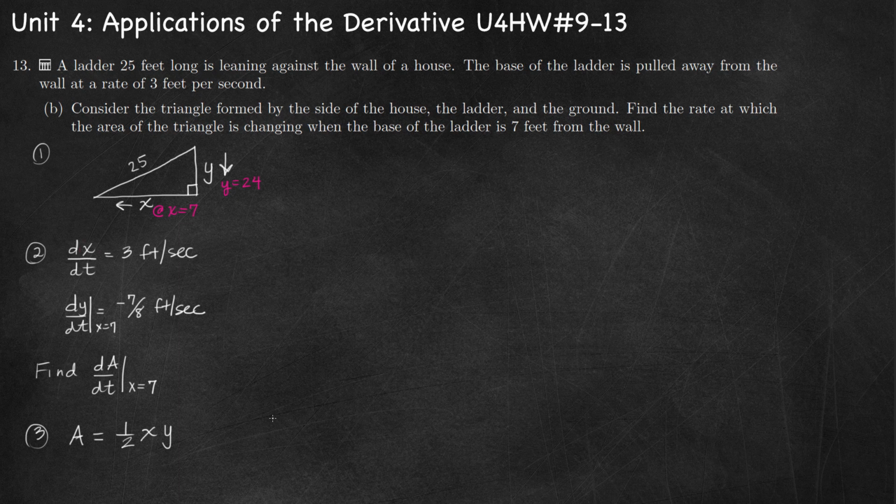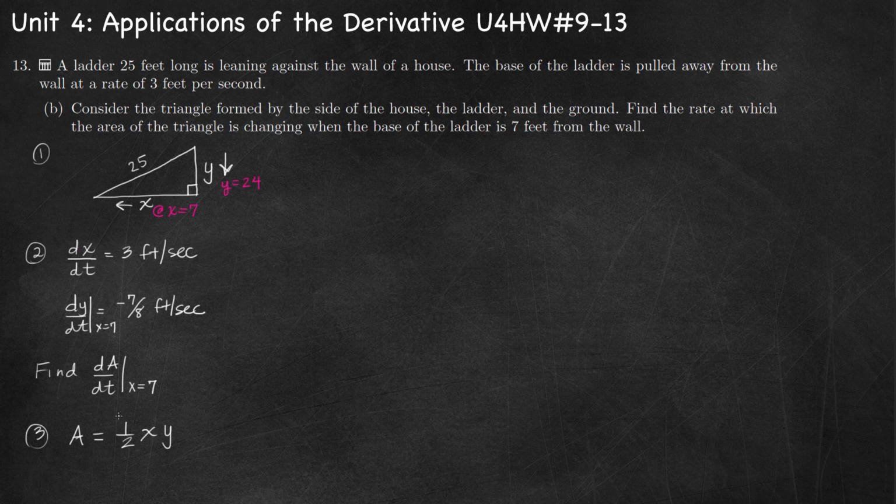Now it may seem like we have one too many variables. We do have 3 variables. However, I don't know dA/dt, that's what I'm trying to find. And I know dy/dt at this instant, and I know dx/dt. So it's okay in this case that we have 3 variables. Let's go ahead and take our derivative. Since there are 3 variables here, we are going to have a dA/dt, a dx/dt, and a dy/dt.